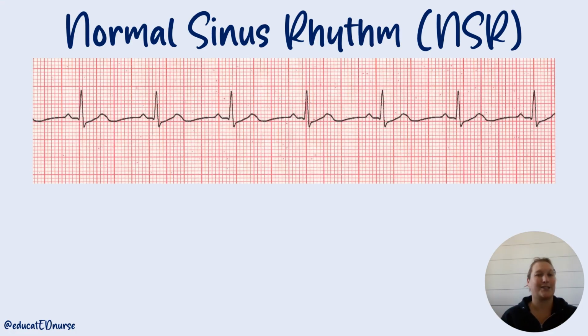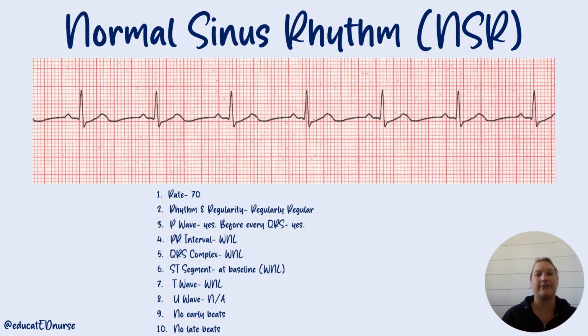All right, I just wanted to jump on and first start off with what is normal sinus rhythm. This is always a great place to start, and we actually have a video on the 10 points to normal sinus rhythm. But just as a reminder, for normal sinus rhythm, there are 10 criteria that you have to meet. The rate should be between 60 and 100. The rhythm and regularity should be regular, so all the beats should march out in a uniform fashion.